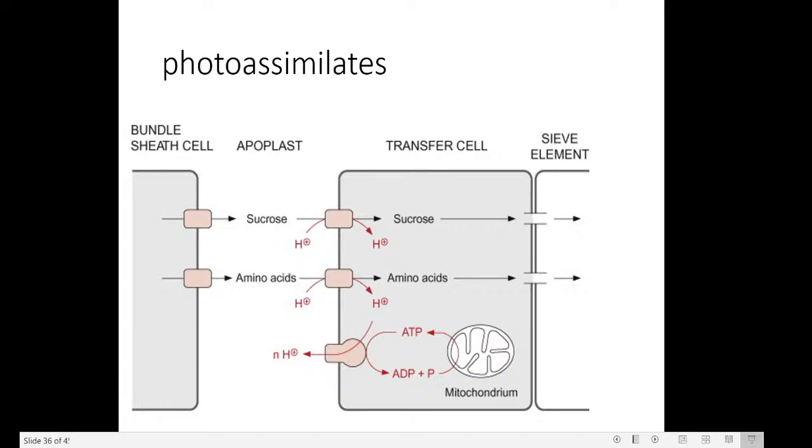Then amino acids: if they are received from the bundle sheath cells, the amino acids also allow entry of hydrogen ions. These hydrogen ions are used and released in multiple counts, because during this amino acid interaction, the hydrogen ions are utilized by the mitochondria for the production of various compounds. This ATP to ADP function helps to produce more hydrogen ions. So they mention that n number of hydrogens are moved.